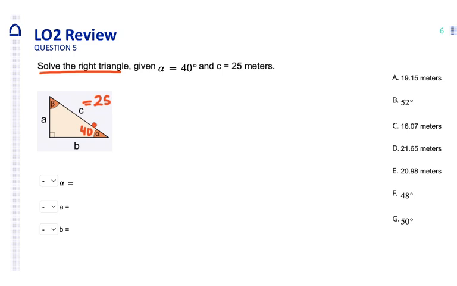So let's actually, there is a typo here. I'm assuming that they want us to find beta, the other angle. So let's find that. And if alpha is 40 degrees, beta, the other acute angle, is just the complement, 90 minus 40 degrees, which is 50 degrees. So that would be choice G. Okay, let's look at the next question.